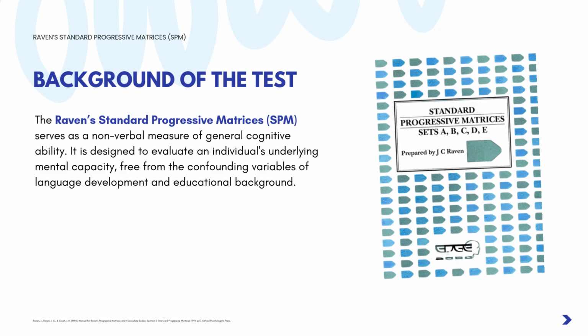The background of the test. The Raven's SPM is a widely trusted, nonverbal test used to measure general cognitive ability. Because it uses visual patterns instead of text, it evaluates your core mental capacity fairly, without being affected by your language skills or educational background.